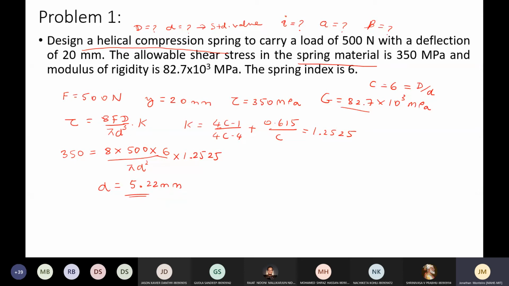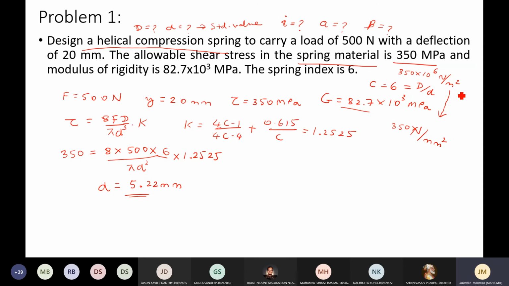Some of the very common mistakes people make is not taking care of the units. See, 350 megapascals. What does 350 megapascals mean? It means 350 into 10 power 6 Newton per meter square. It also means 350 Newton per mm square.